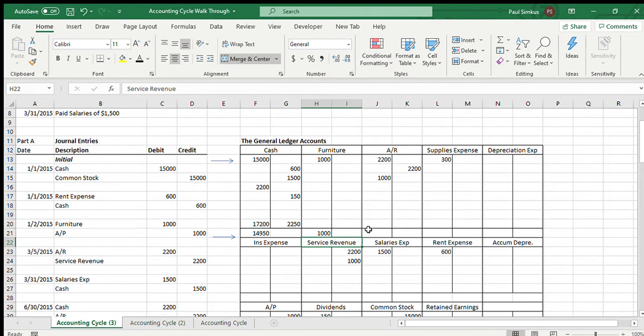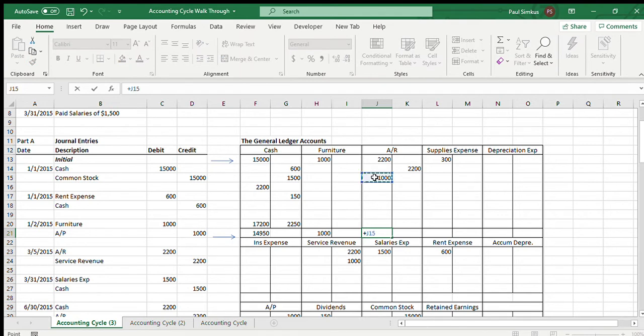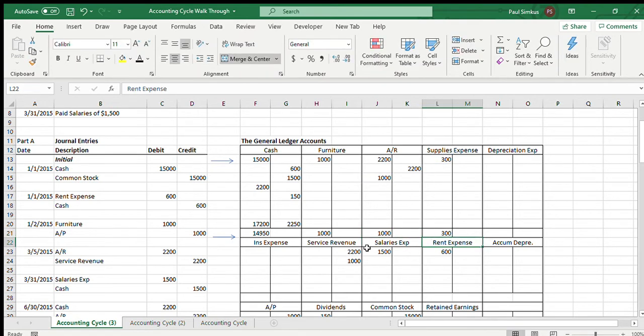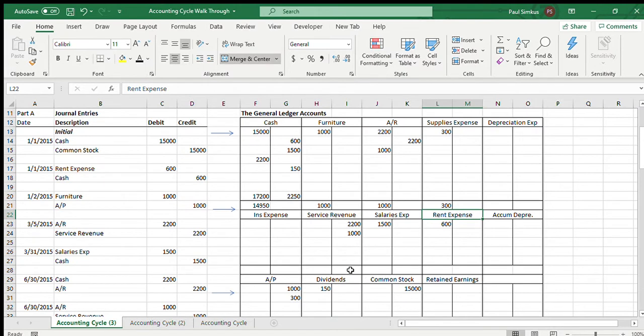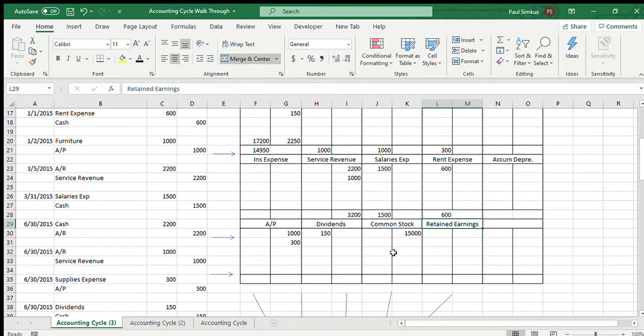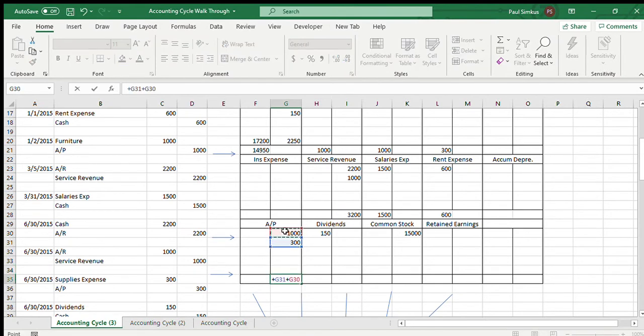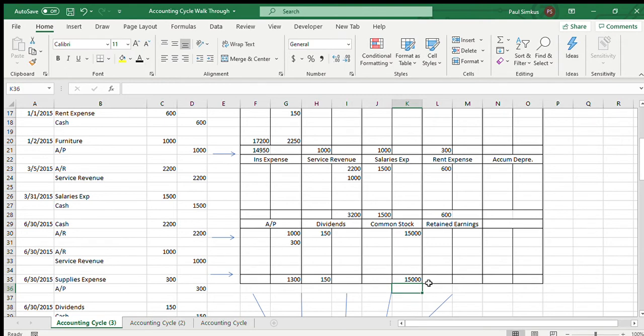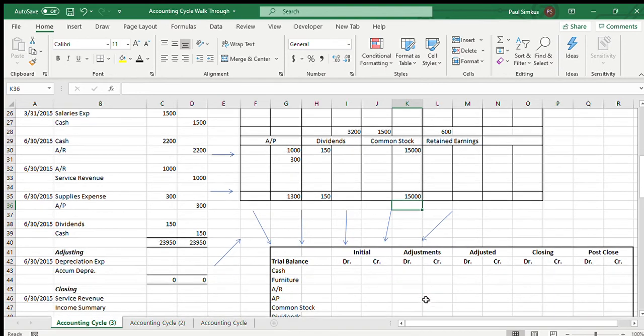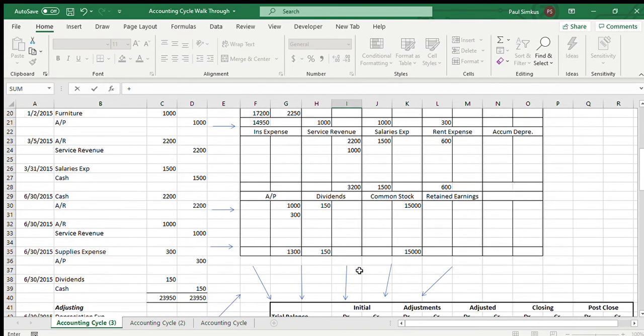Okay, there's 1,000, 22, 22. So there's only 1,000 left in that balance. 300. This, you can add these together or sum them. Okay, I've now got my account balances for every general ledger account. Now I'll post them into a trial balance and see if I balance.